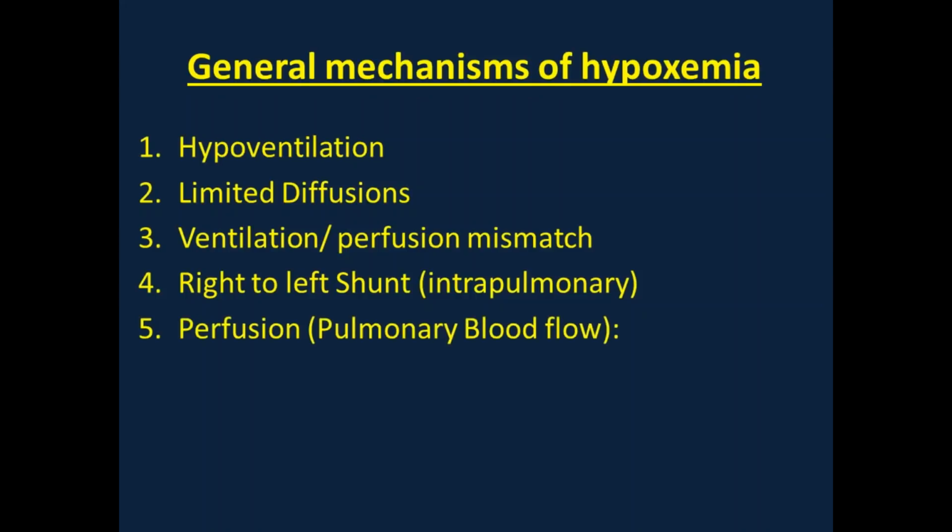Perfusion. If the lung is not getting enough blood flow, that's also another issue, which is the other extreme of ventilation-perfusion mismatch, where the blood flow is now the issue, not the ventilation. So I will focus today on ventilation-perfusion mismatch and right to left shunt. So first, the ventilation-perfusion apparatus.